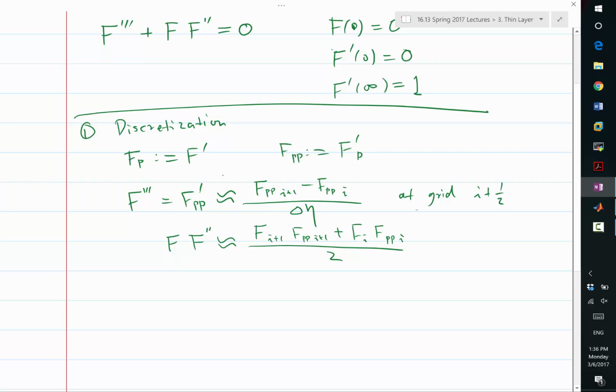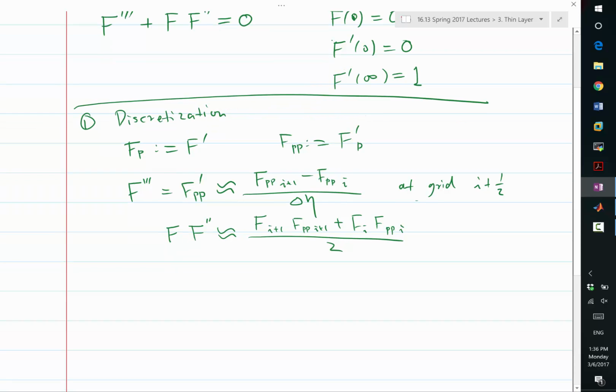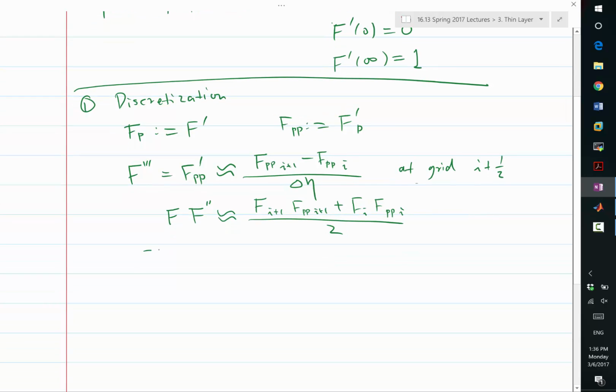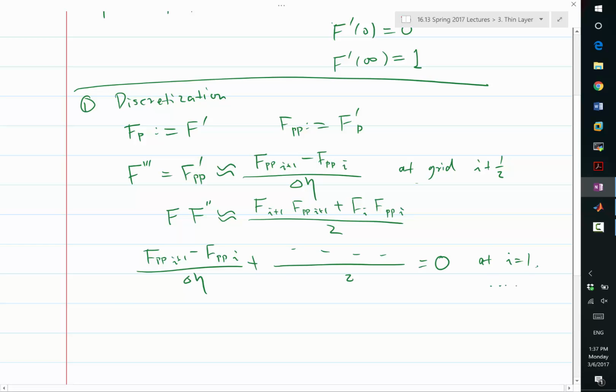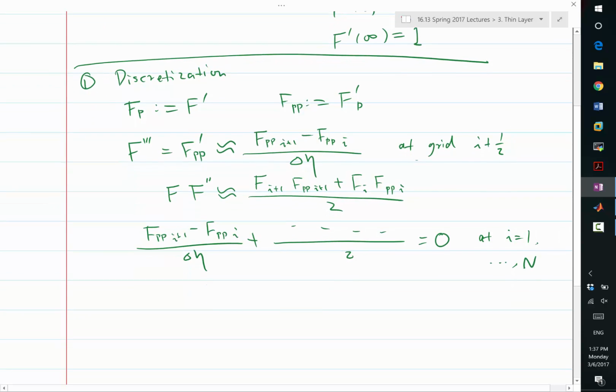So these two terms added up should be 0 at every interval, right? So this has to be true. The first equation we derived is fpp at I plus 1 minus fpp at I divided by delta eta, plus this same term here, is equal to 0 at I equal to, let's start with 1, etc. to n. N is the total number of intervals. The total number of values should be n plus 1, because we need an I plus 1 here for I equal to n. Okay, so this is the first equation.